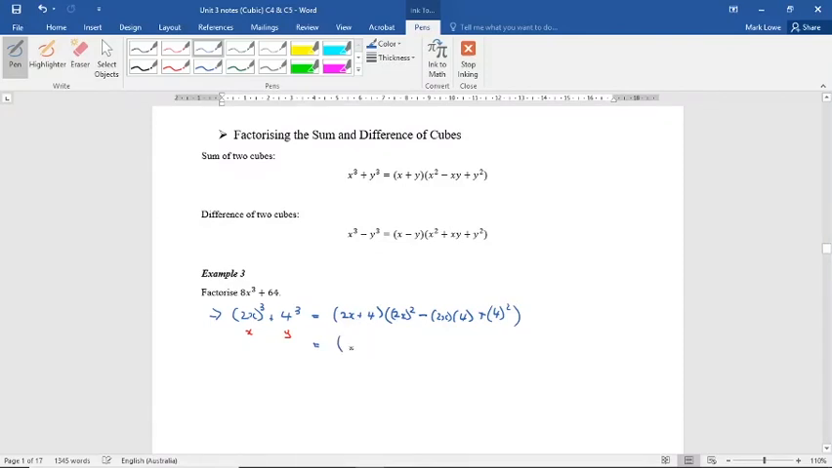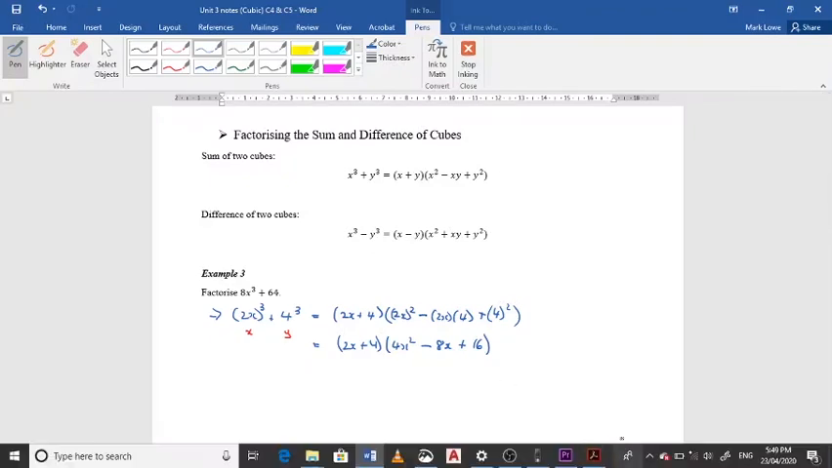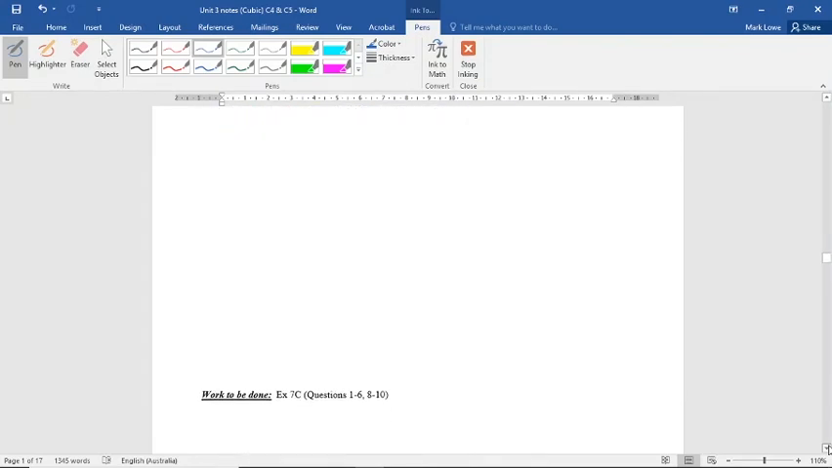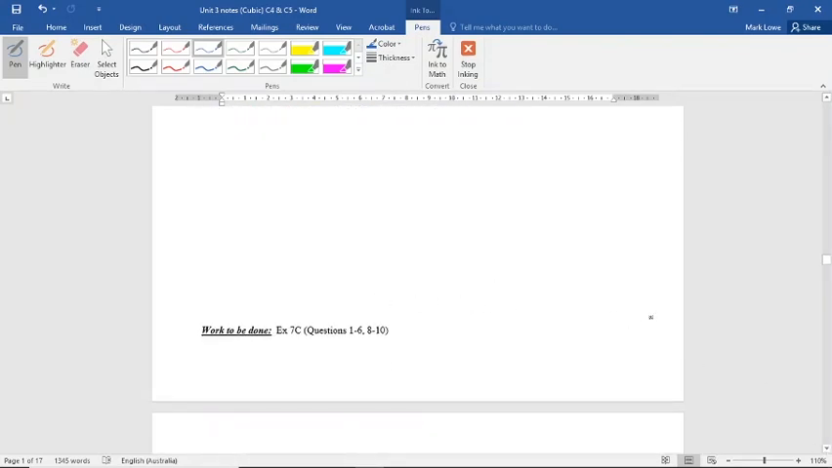And then we'll simplify it, so the 2x plus 4 can stay like that. And then this here can become 4x squared, and then that becomes minus 8x, and this becomes plus 16. So to factorise the sum of two cubes, this particular example simplifies to this just by applying the formula. All right, so hopefully that helps you with that. The next thing to do really is to go on and do this work here from the textbook.